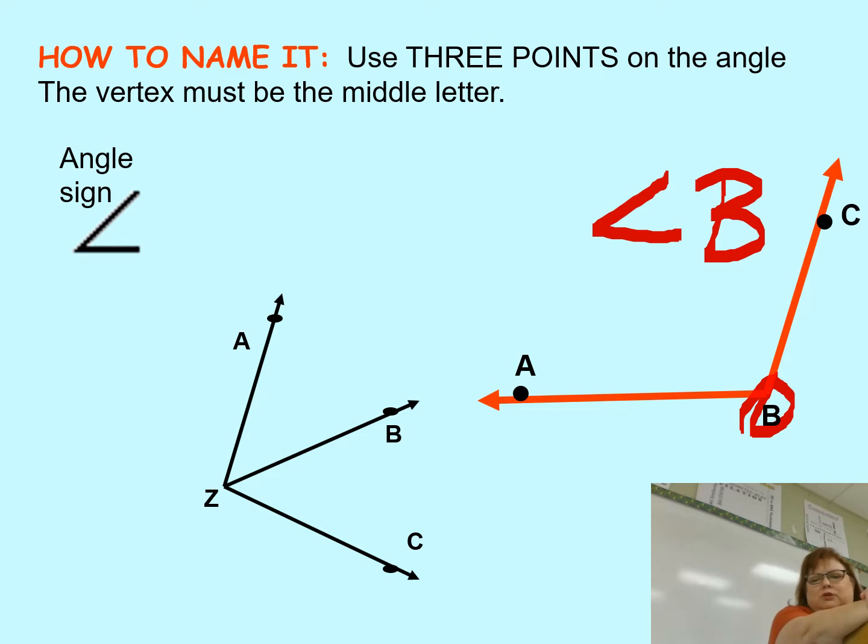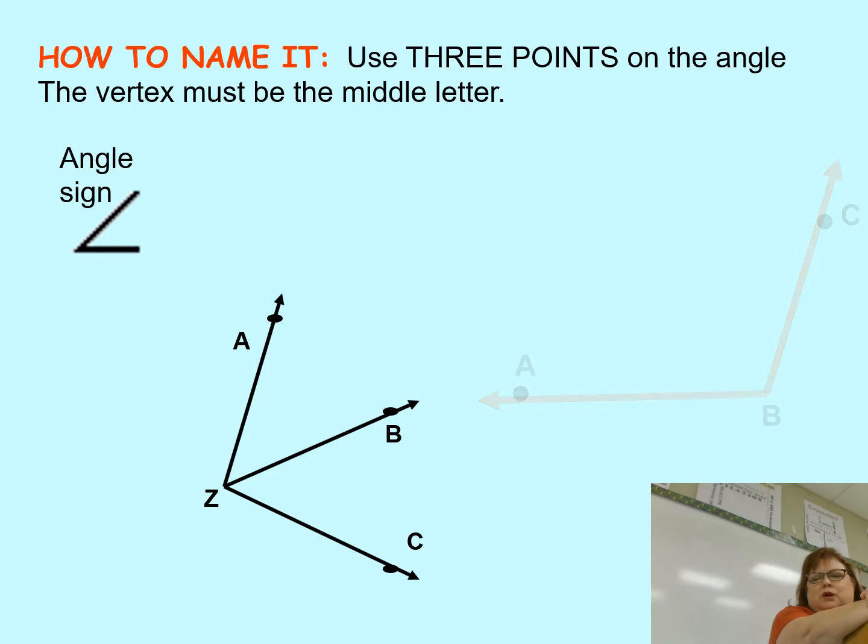But if you got a bunch of angles, this has 1, 2, 3 big angles in it, so you have to name it with all 3 letters. So that one will be called, can you guess it? Angle AZB or BZA. All right, and then that one, BZC, or turn it around, CZB. Okay, the Z has to be in the middle.